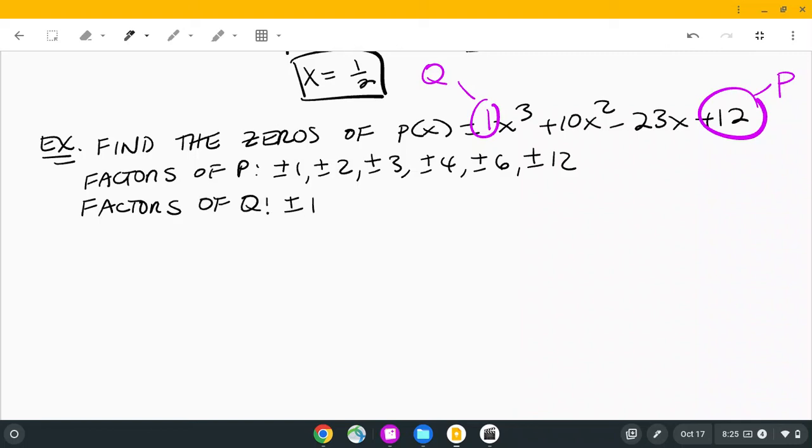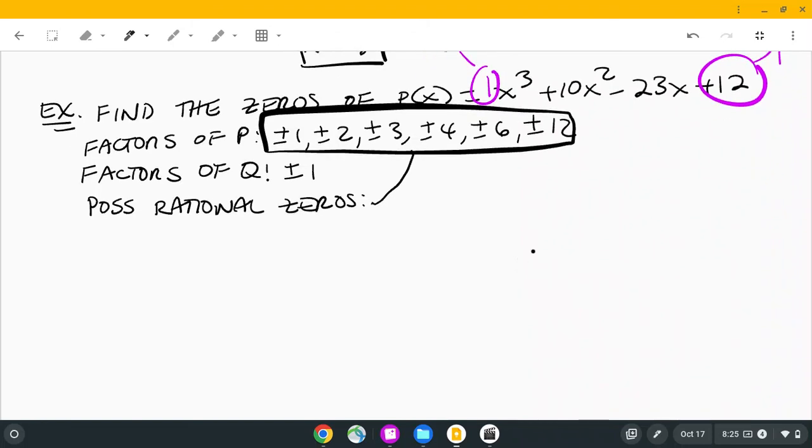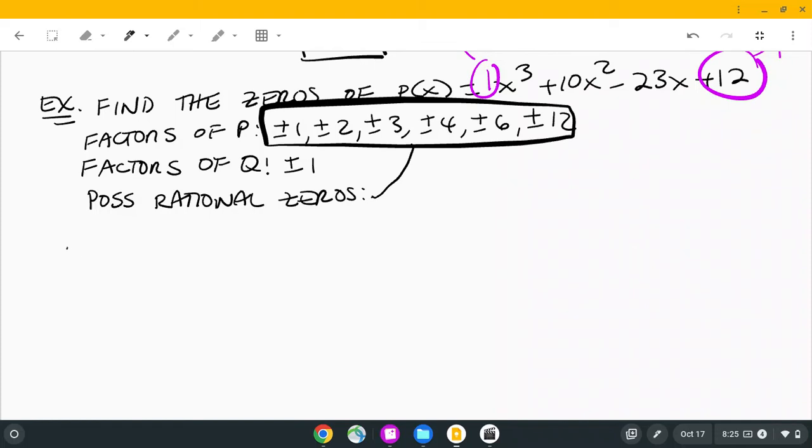So my possible rational zeros are going to be, all right, this is going to be really lazy. All right, so I'm going to try x equals 1. And my numbers here will be 1, 10, -23, 12. Nothing missing, everything in order.